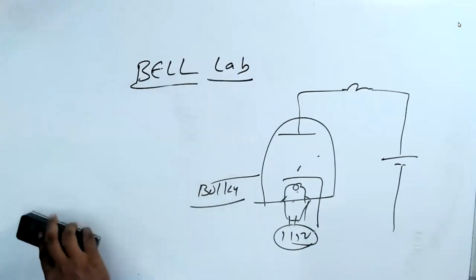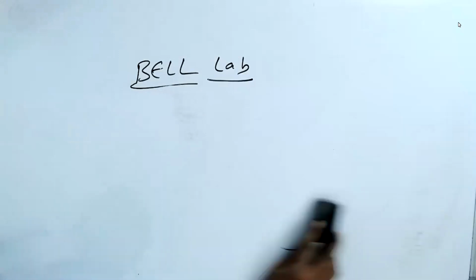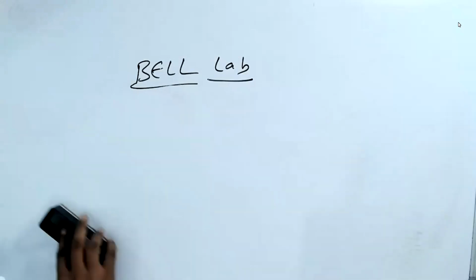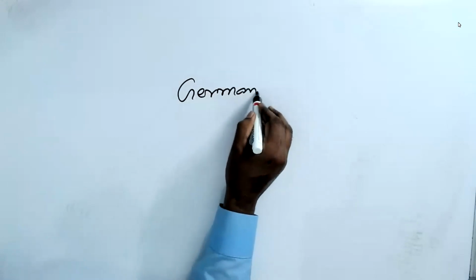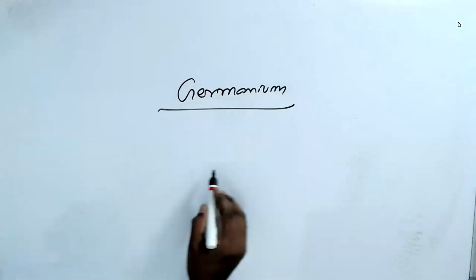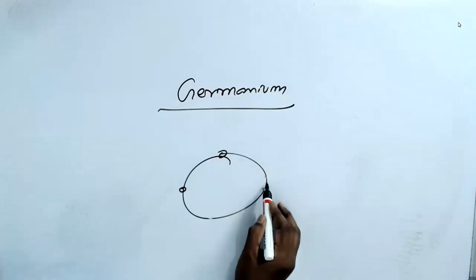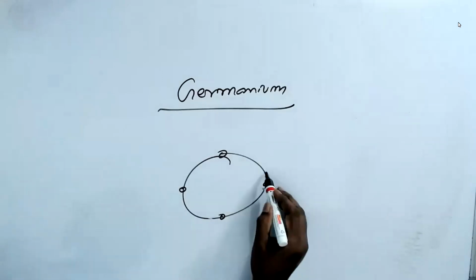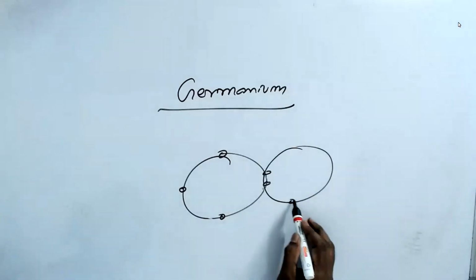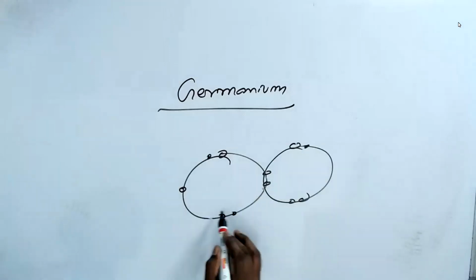What Bell Laboratories did was, they were trying to find a component which is better than this. They were doing research. They surprisingly found a metal called germanium that has 4 valence electrons, 4 electrons in the last orbit. And that forms the shape of nice bonding.